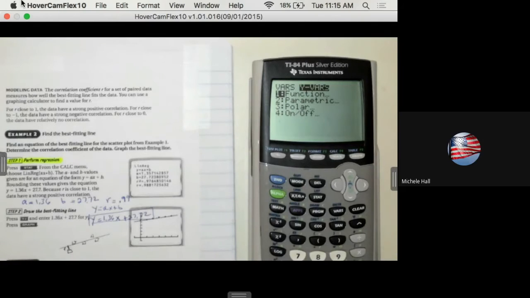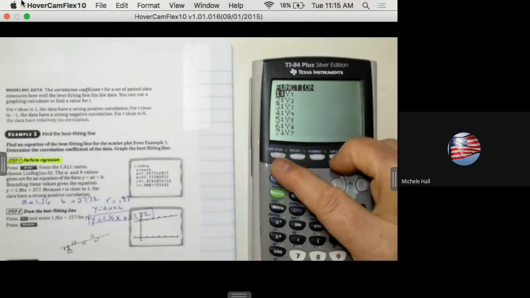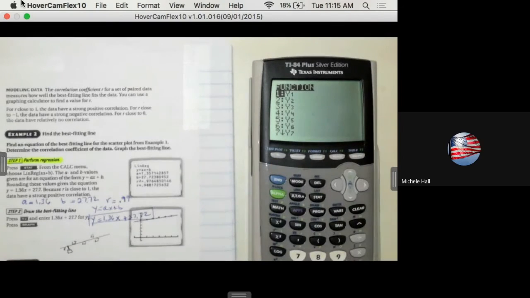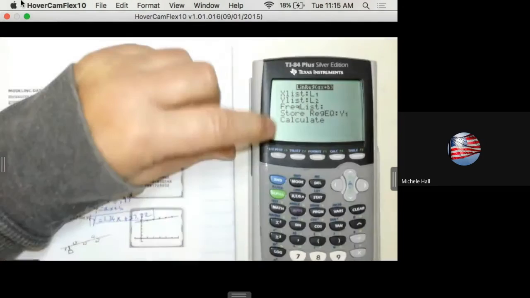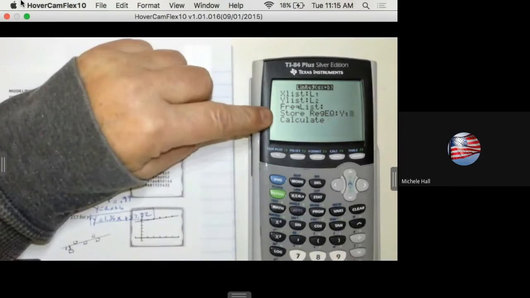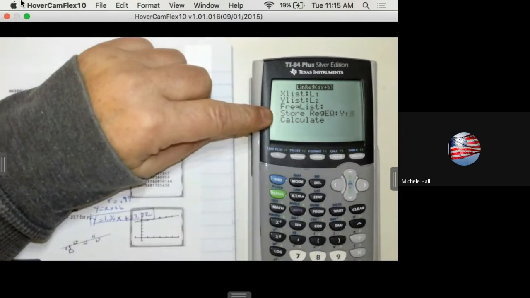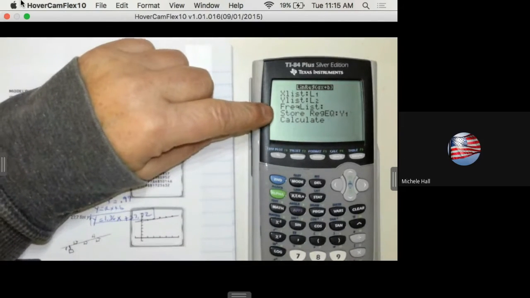You're only working on functions. You're not going to get to parametric or polar until pre-calculus next year. So it's always a function all year long. Enter. There's all of your y1, y2, y3 that are listed in y equals. I can do this and have a lot of different equations in there. I'm just looking for y1. So enter. Now what does it say? It says store regression equation. Where? Store my equation in y1. So I don't have to manually keep punching that in all the time.